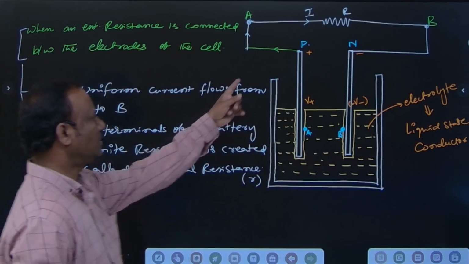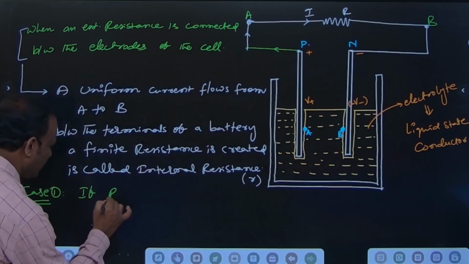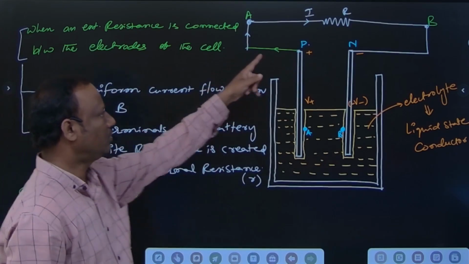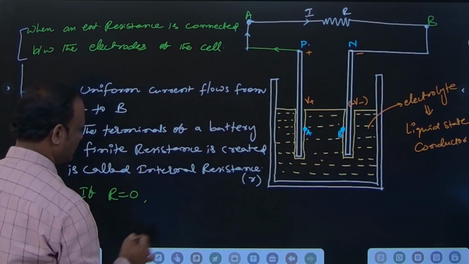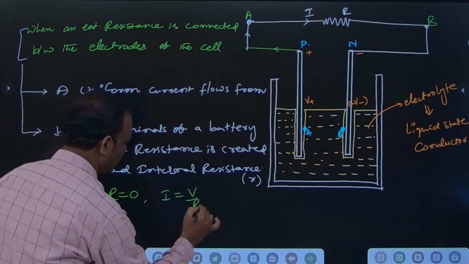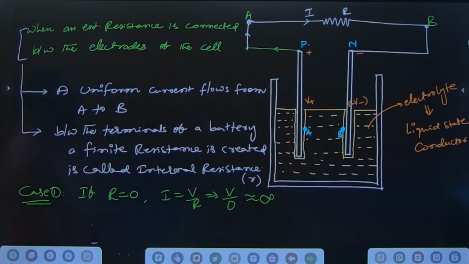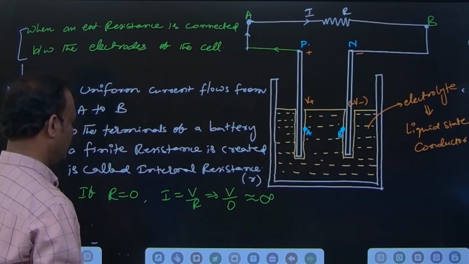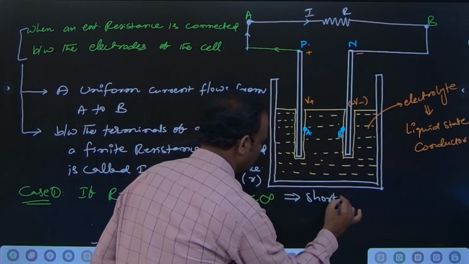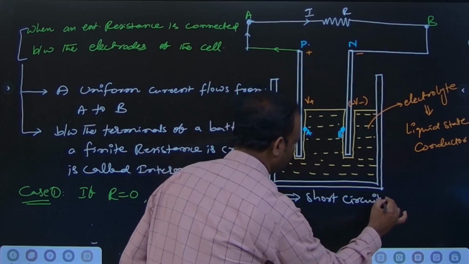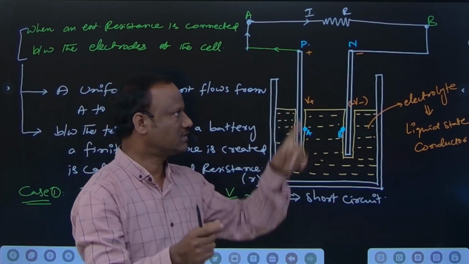Now case one. For example, this is the external resistance R. If capital R equals 0, no resistance, what amount of current flows? I equals V by R, which means V by 0, which is infinity. An infinite amount of current flows. Such a circuit is called a short circuit. Generally, a short circuit means a conducting wire is connected between the terminals in a circuit.